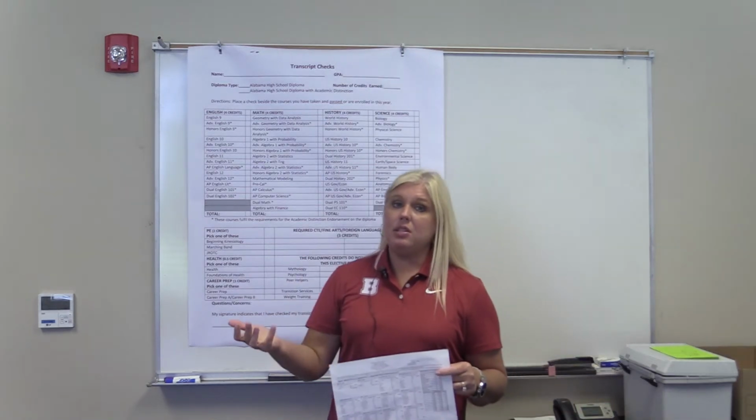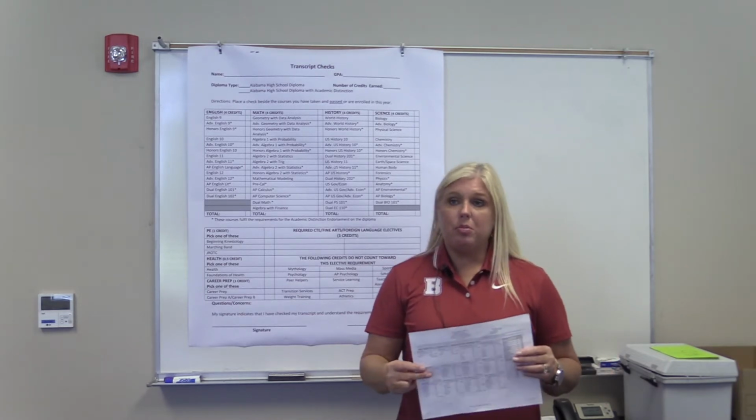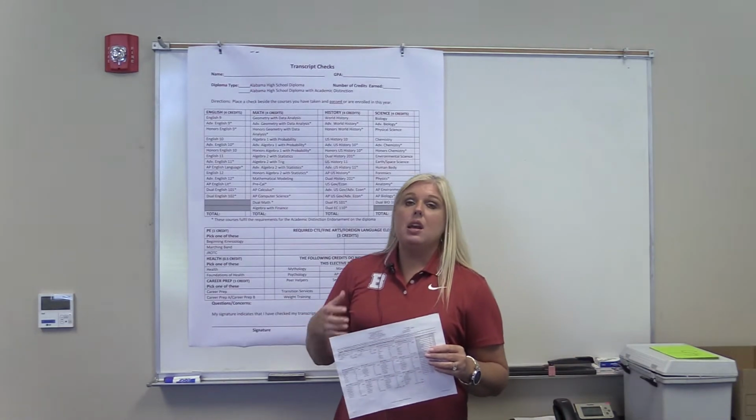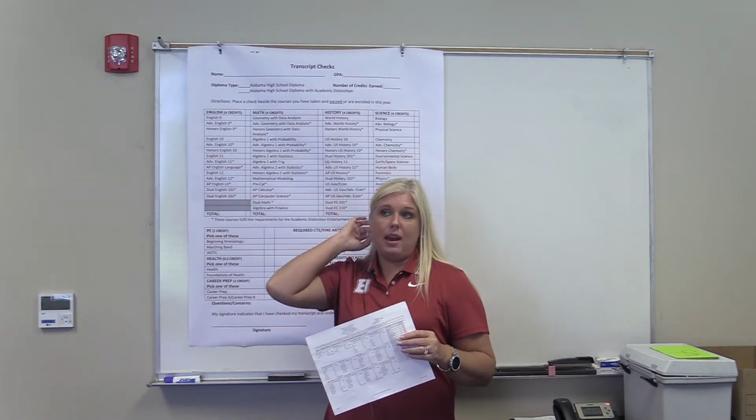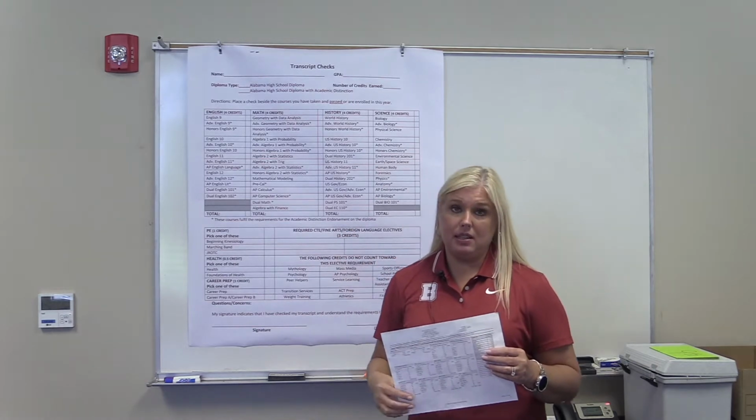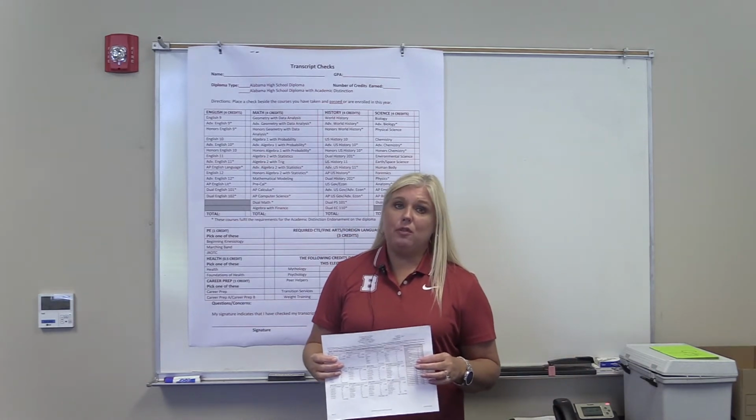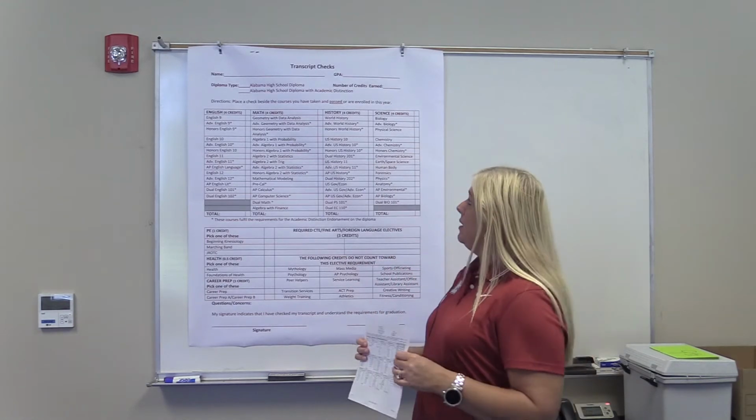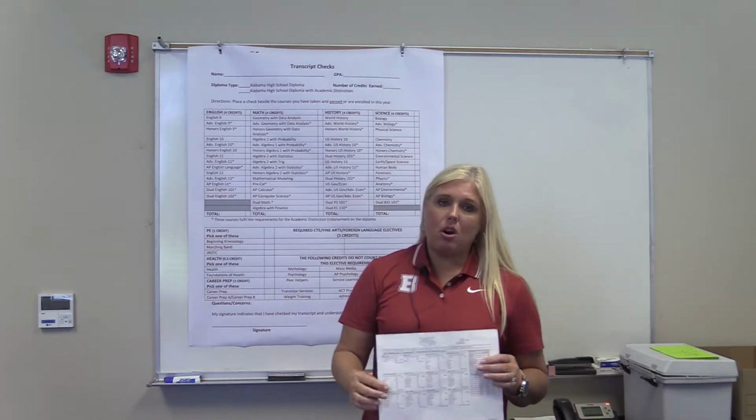The next thing you're going to see is diploma type. So this is going to have to be something that you know. Are you earning the Alabama High School diploma, or are you earning the Alabama High School diploma with academic distinction? The difference is with the academic distinction diploma, you have taken all advanced classes, and you are taking at least 1 year of a foreign language to earn that academic distinction. So please indicate which one of those that you are earning.